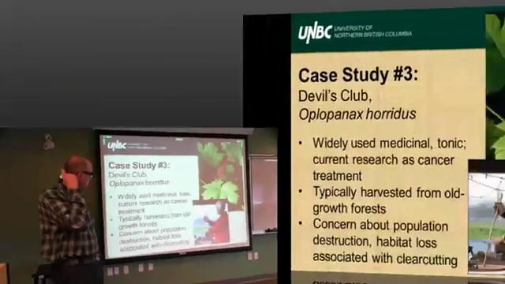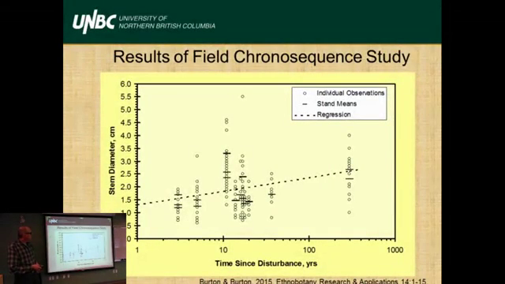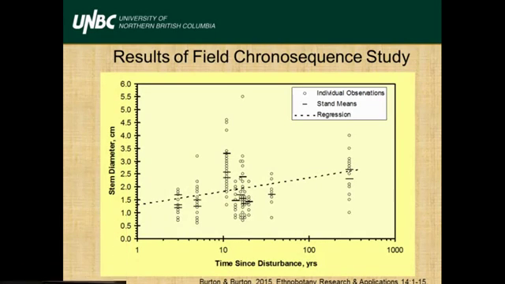The third case study builds on Carla's example with Devil's Club. And in fact, this was a chapter from her thesis too. She talked about its importance. And here the people of the Nass were concerned about population loss and habitat loss due to clear cutting. We typically are used to seeing Devil's Club in old growth forest, in nice shaded environments. So we undertook a research project to document, well, in clear cuts, does Devil's Club come back? And if so, under what conditions?